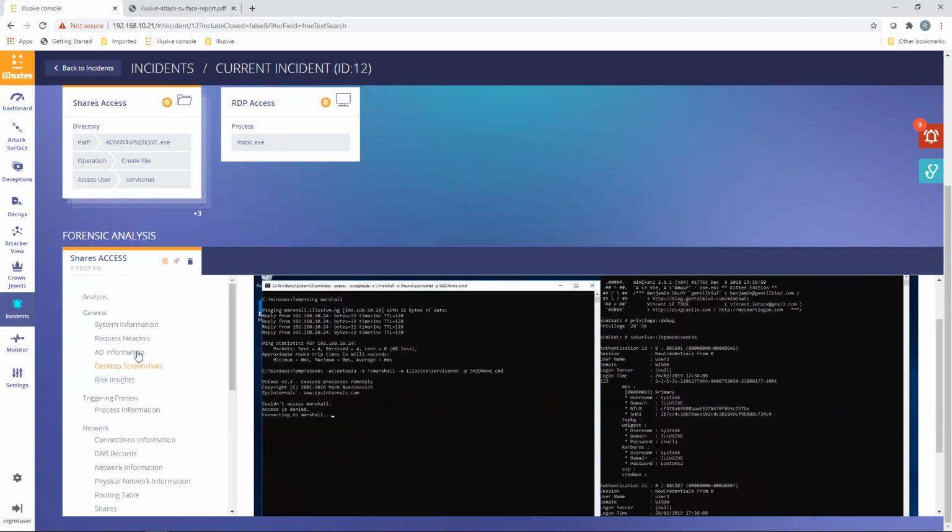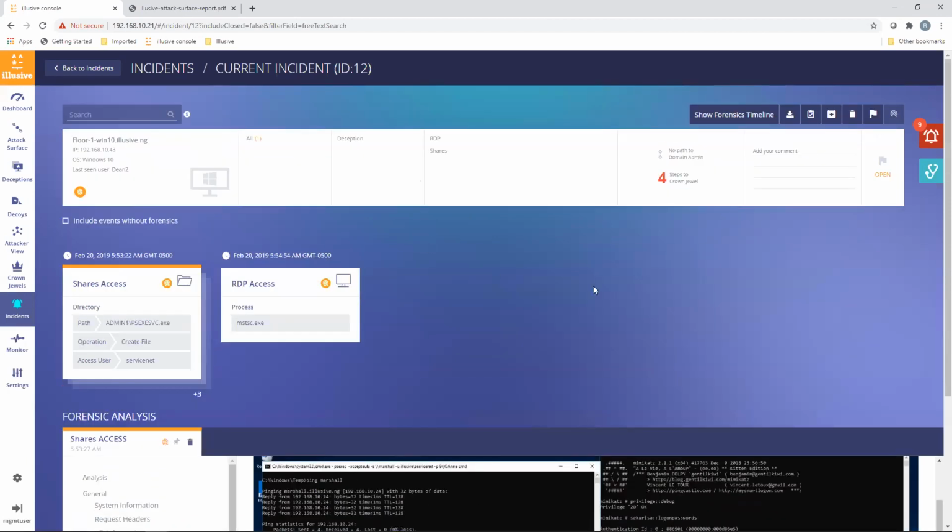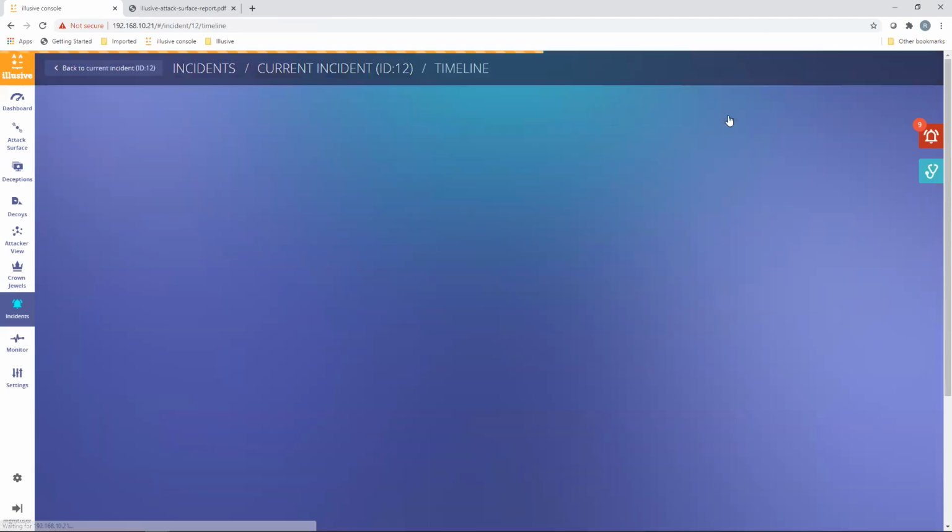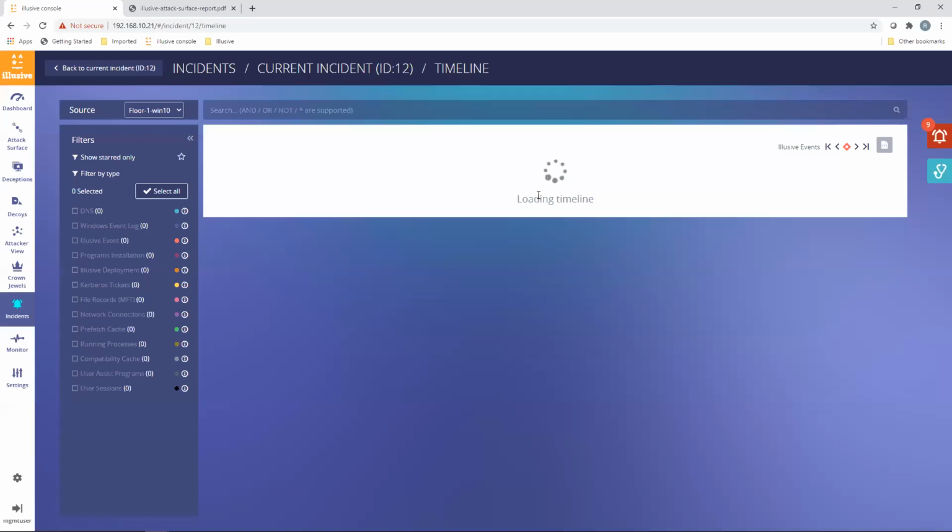So with all of that data, we have it here available in a raw format, but we also take it and we correlate it into something we call the forensics timeline.